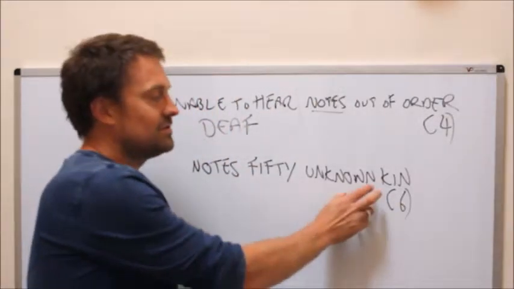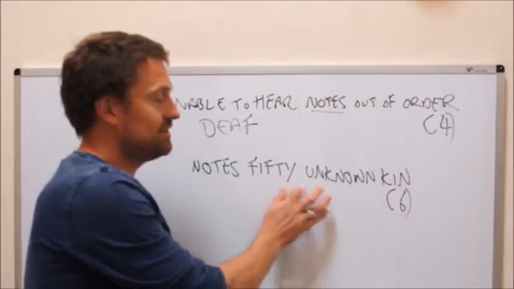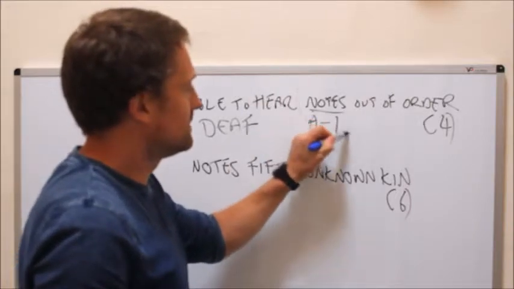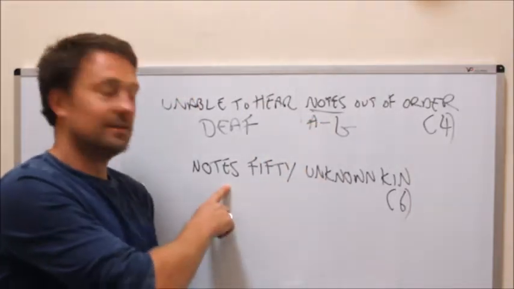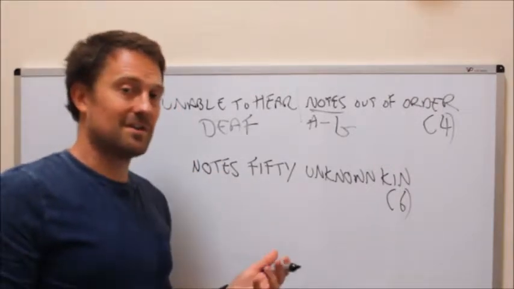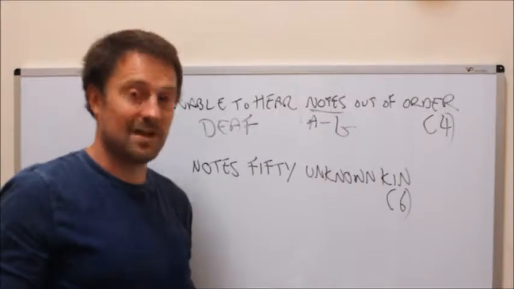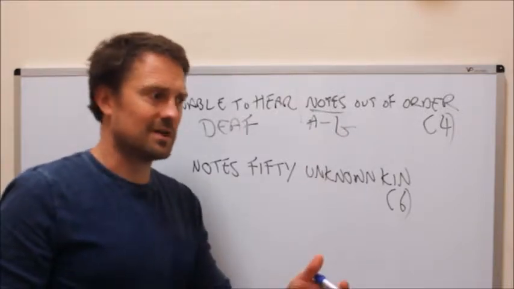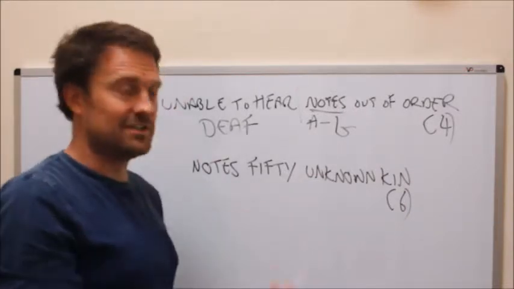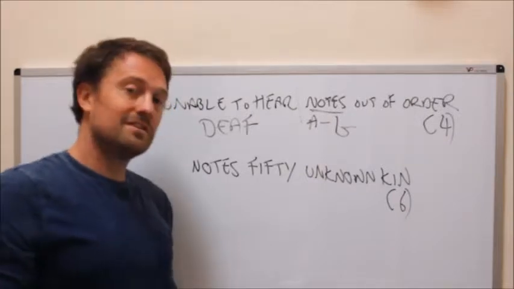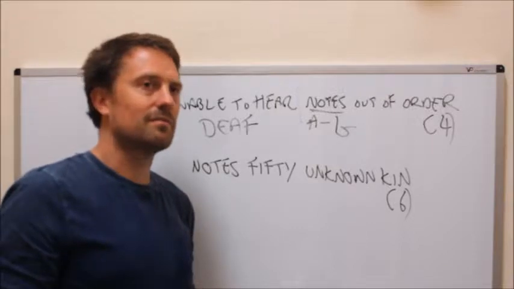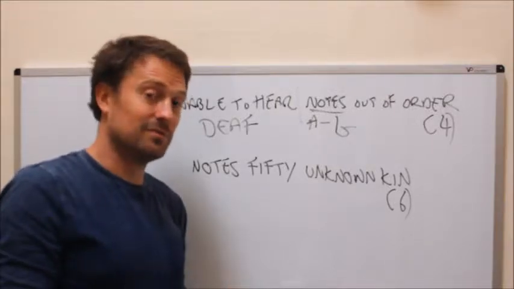Notes, 50, unknown, kin, 6 letters. Now if you remember this, and you're thinking of your A to G, you're not going to get this, because this is different. The other set of notes, very famous set of notes, is the do re mi thing from The Sound of Music. It's not actually from The Sound of Music, apparently it's a very old system called the solfège or solfeggio method of teaching music. Important thing to note is that all the things referenced in The Sound of Music aren't spelt how the actual notes are spelled.